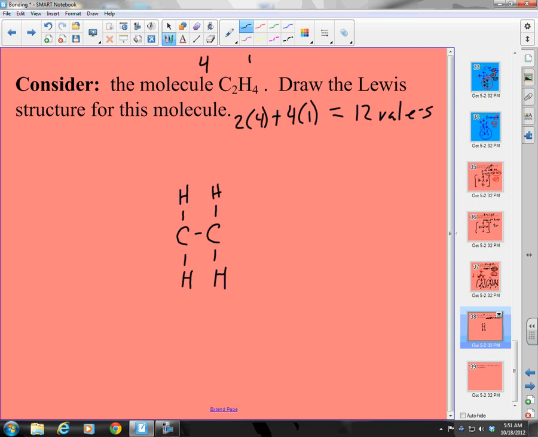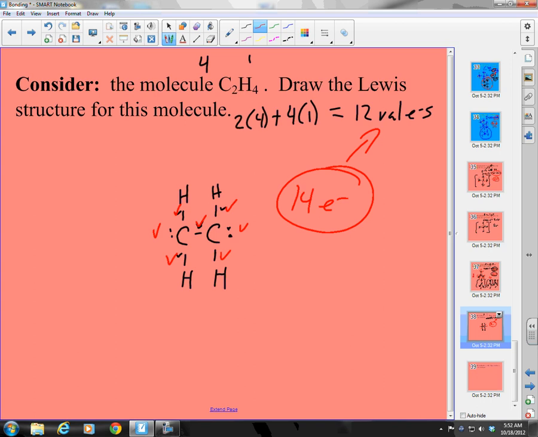Good. Now what do we want to do? We want to complete the octet. All my hydrogens have 2 electrons already. What about my carbons? Well, this carbon has 2, 4, 6, so it needs 7, 8. And this carbon has 2, 4, 6, 7, 8. Now let's count our electrons. 2, 4, 6, 8, 10, 12, 14. I have 14 electrons. Oops, we have a problem, right?